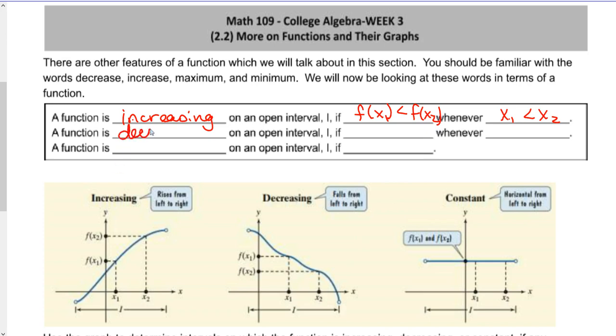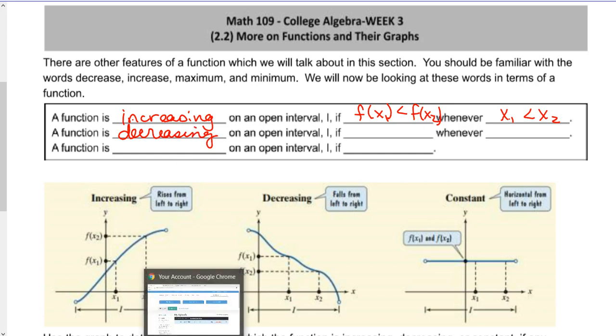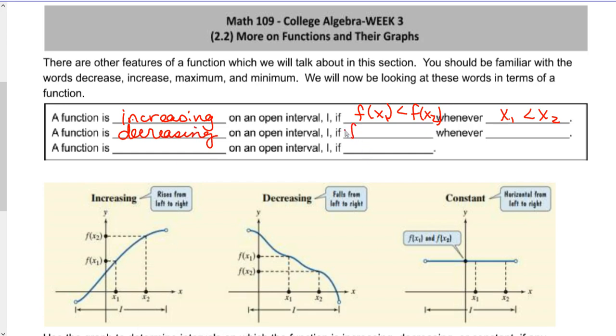Now, if a function is decreasing, meaning going down, on an open interval I, then f of x sub 1 is going to be greater than f of x sub 2. You would think it would be reversed, but it's not, if x sub 1 is less than x sub 2 again. And a function is referred to as constant on an open interval I if f of x sub 1 equals f of x sub 2.